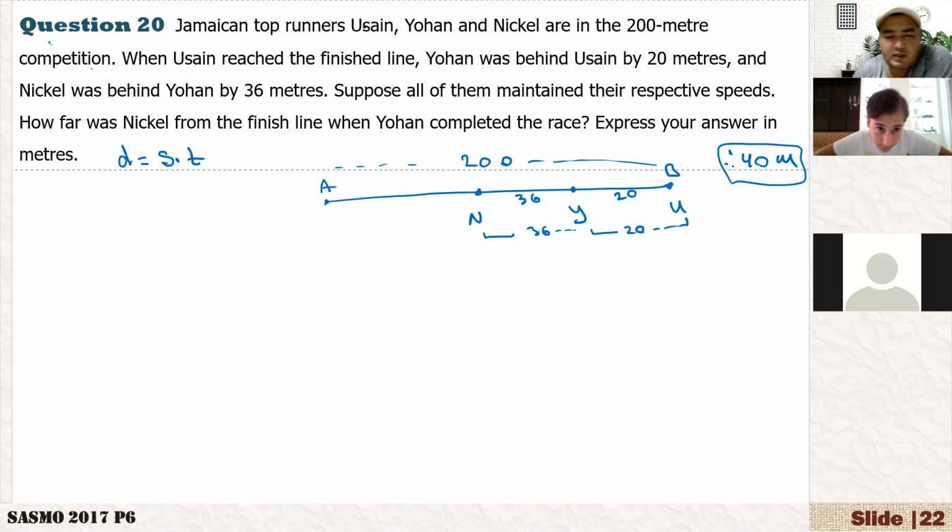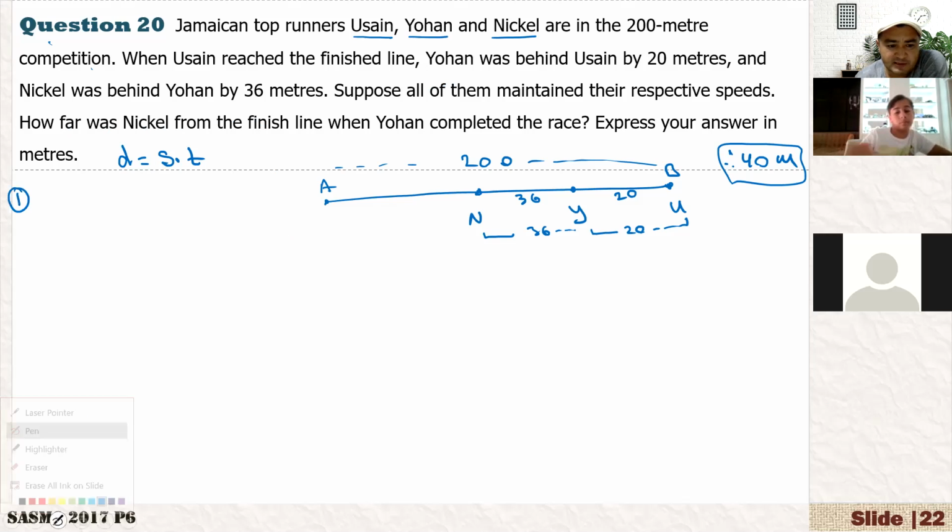Okay. So we are talking about three people: Hussein, Johan, and Nikhil. As you see from the question, Hussein is the fastest guy here. Johan is the second, and Nikhil is the third one. And let me just label their speeds by U, Y, and N. Okay. So as you see here, after t minutes, that's my first part.